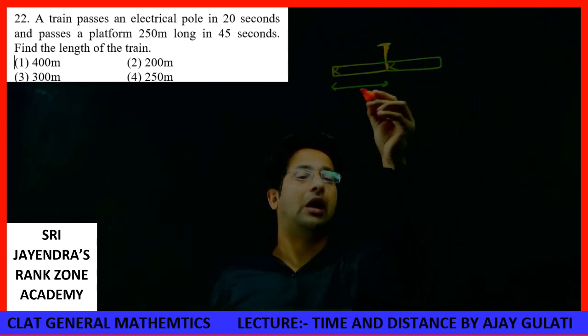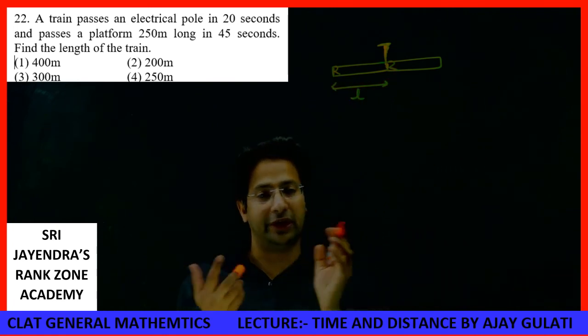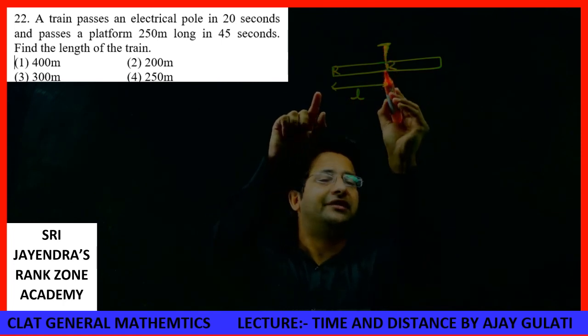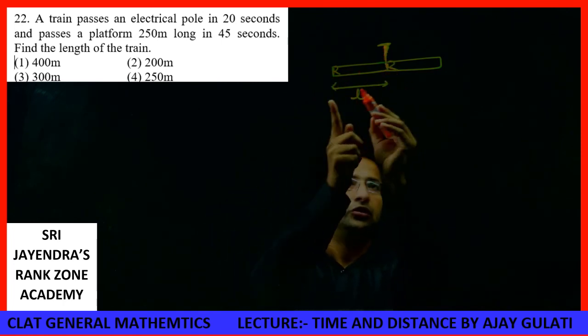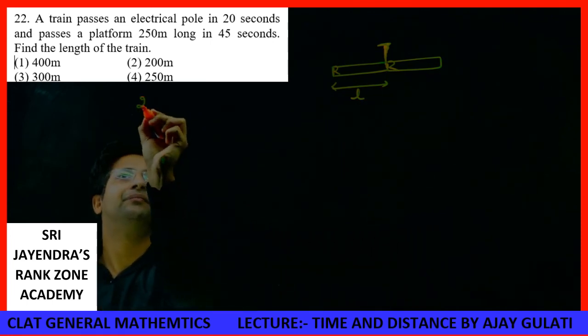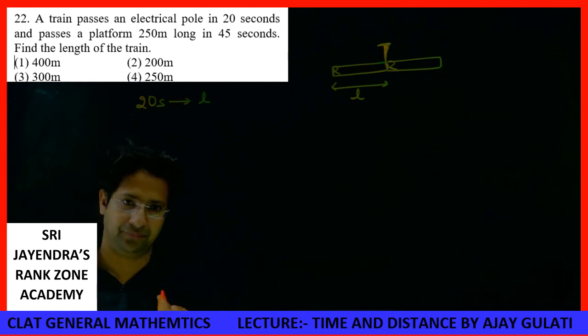So how much distance does the train move in such a situation? The train moves only its length. Why? A train is standing in front of a pole. The rear end of the train reaches here. So in 20 seconds, the distance covered is equal to L. Next thing.